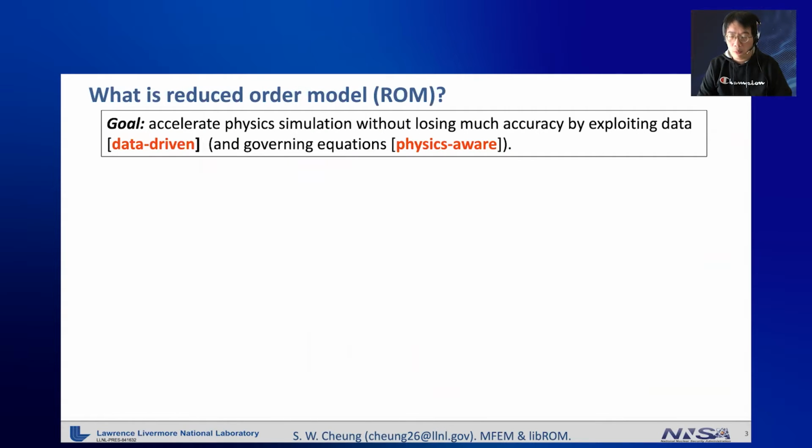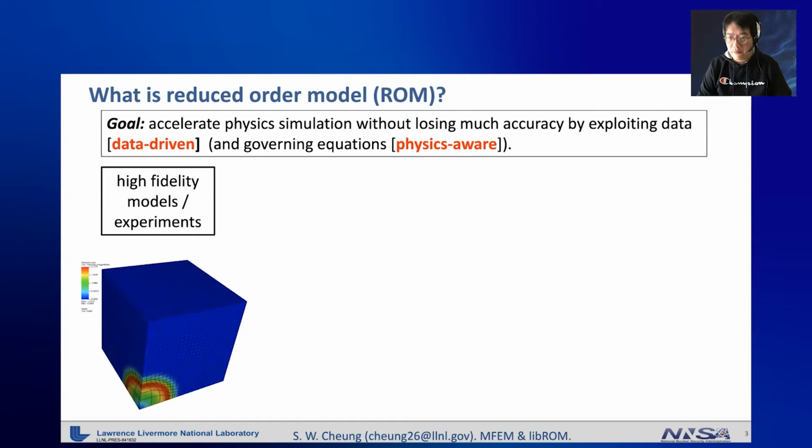So I will begin with a brief introduction to reduced order modeling, which is a data-driven approach with the goal of accelerating physics simulations without sacrificing too much accuracy. Some reduced order models are purely data-driven, while the others utilize the original governing equations to make the methods physics-aware.